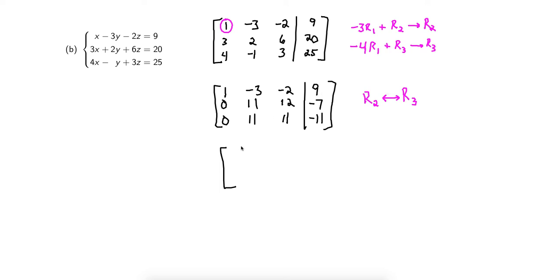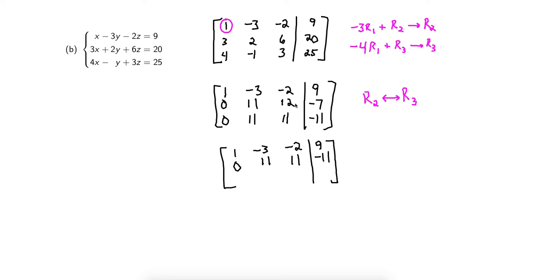Okay. First row is not going to change. We got 1, negative 3, negative 2, and 9. Again, I apologize for the penmanship. There's a little bit of lag. Okay. And now the third row, we're going to write it as the second row. So we're just switching these two rows. So we got 0, 11, 11, and negative 11.